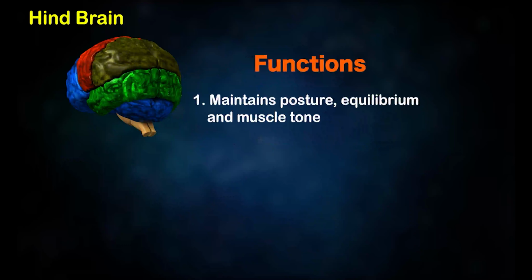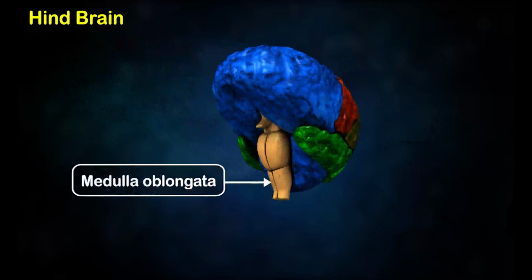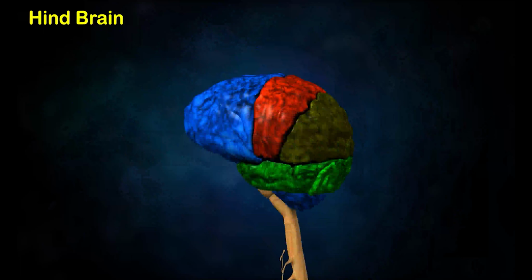Functions. It maintains posture, equilibrium and muscle tone. It coordinates voluntary movements started by cerebrum. Medulla oblongata. It is triangular in shape. It extends from pons varolii to the spinal cord.